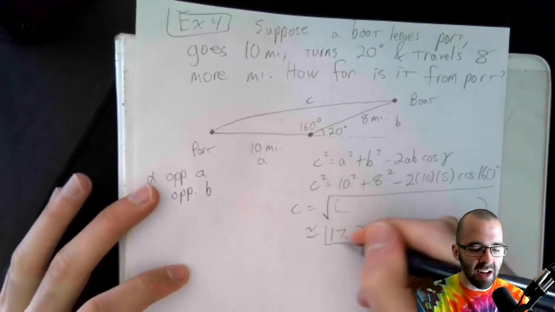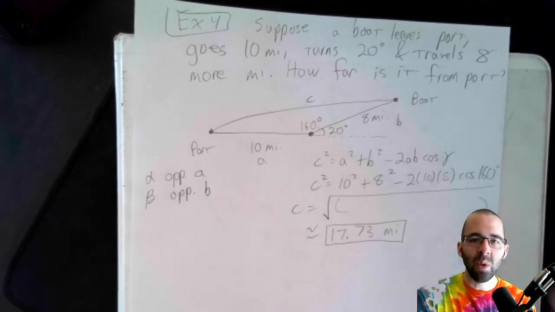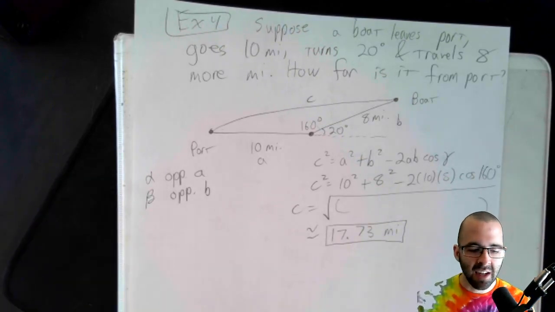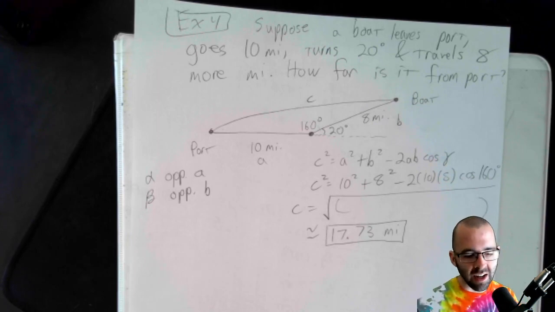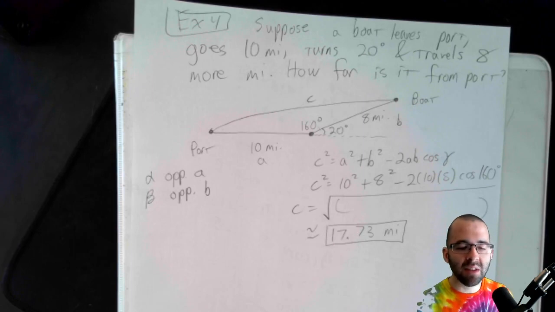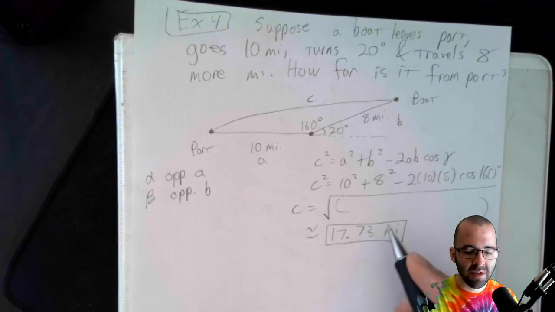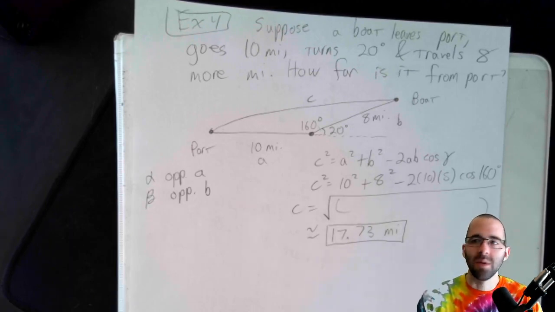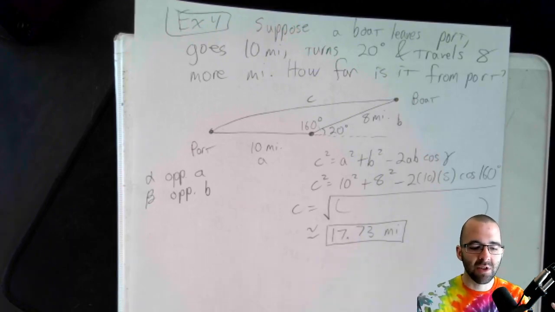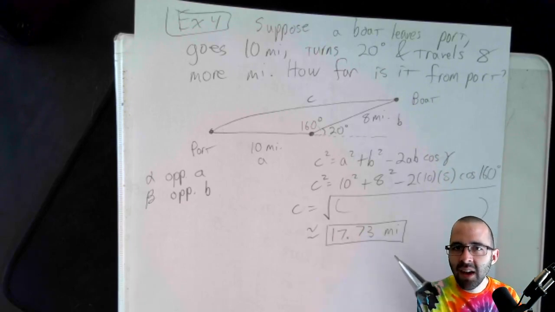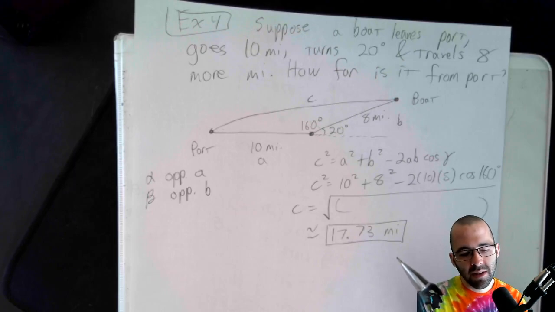And again, most people hate application problems, but there's a super big advantage to application problems: when we get our answer, we can stop and think for a moment. Does this answer make sense? If I'm on a boat and I go 10 miles and then I turn 20 degrees to the side and go another 8, should I be 17 miles away? And sure, that seems like a reasonable answer. It seems like a reasonable situation. If we got that we were 20 miles away, that would literally be impossible, right?